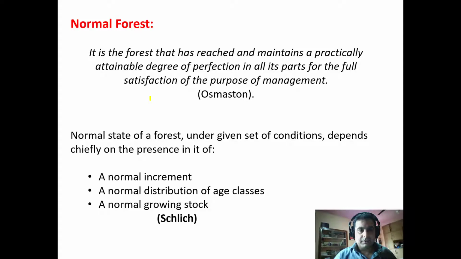Welcome back. Now, today we'll be talking about normal forest. A forest is said to be normal when it has a normal increment, it has normal distribution of age classes, and it has a normal growing stock, which is given by Schilling. The same thing has been put by Osmaston as the forest that has reached and maintains a practically attainable degree of perfection in all its parts for the full satisfaction of the purpose of management.